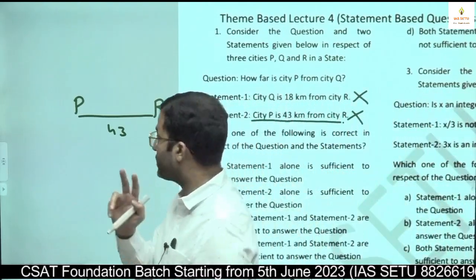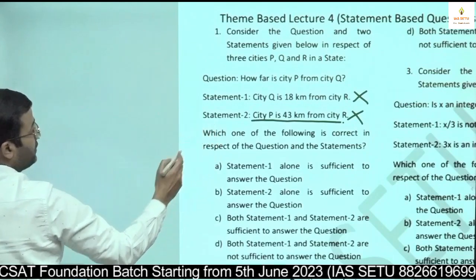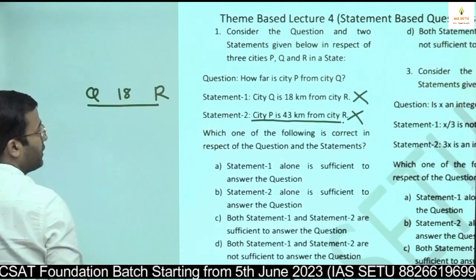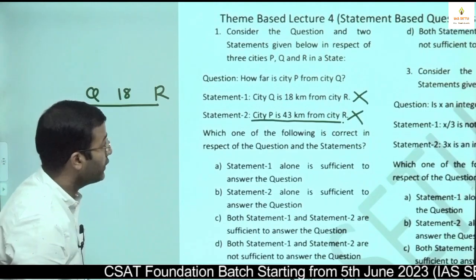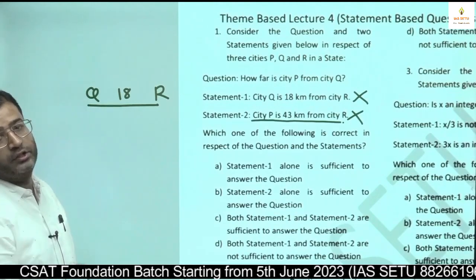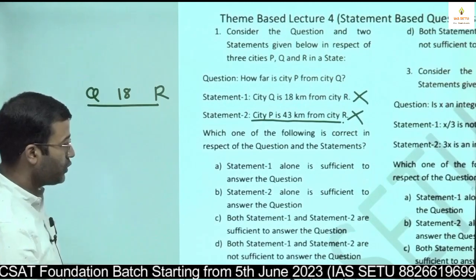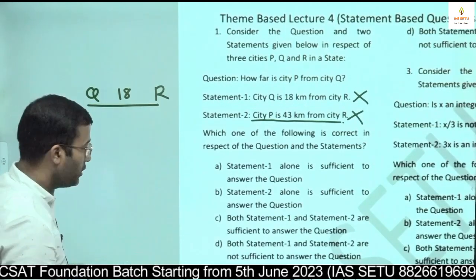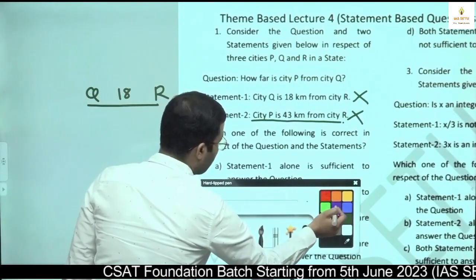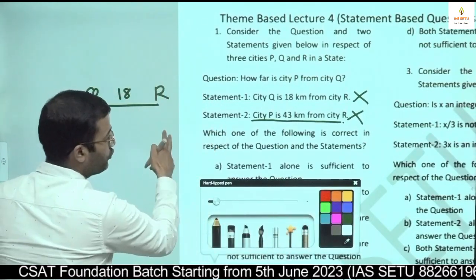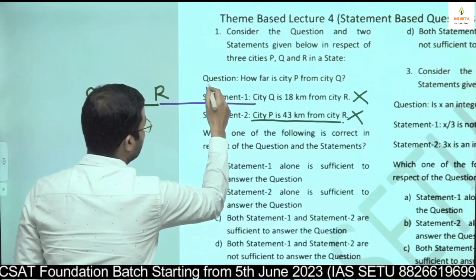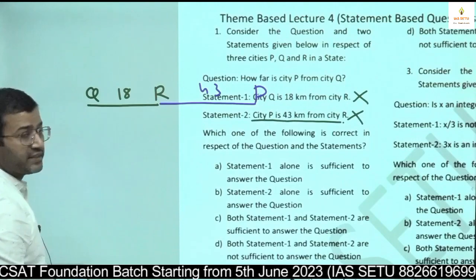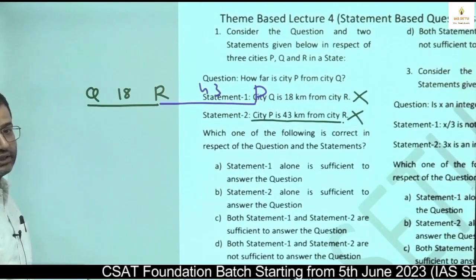We will try both statements together. Statement 1 says Q and R are 18 kilometer away, whereas P and R are 43 kilometer away. Many students have marked answer C, both statement 1 and 2 are sufficient. See what they have done. They have taken Q and R, and they have taken P here, 43 kilometer. They thought, yes, we can find the distance between P and Q.